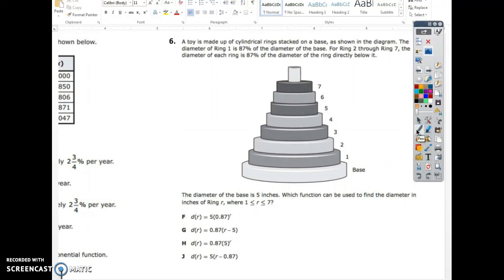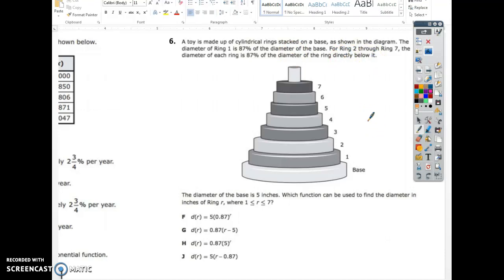It says, a toy is made up of cylindrical rings stacked on a base, as shown in the diagram. The diameter of ring 1 is 87% of the diameter of the base. So here's the base, and then each one is decreasing. They're getting smaller and smaller and smaller. For ring 2 through ring 7, the diameter of each ring is 87% of the diameter of the ring directly below it. So every time it's going to be decreasing by 87%.